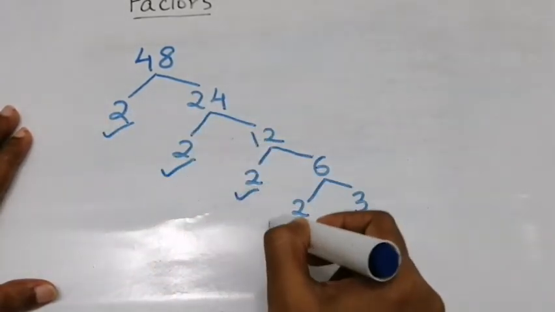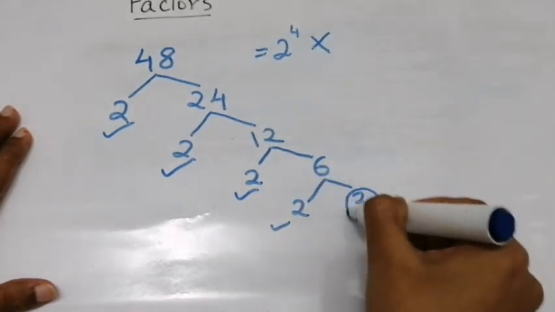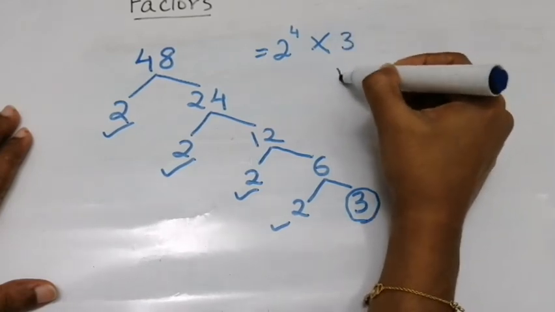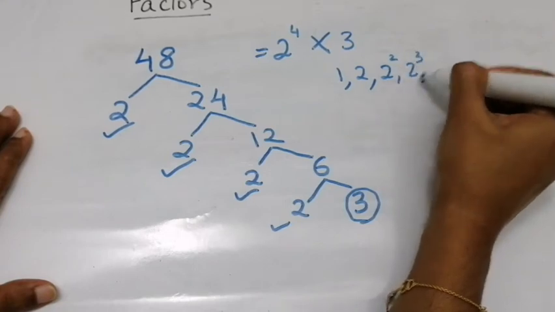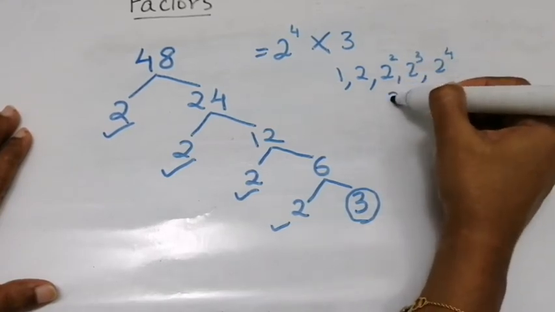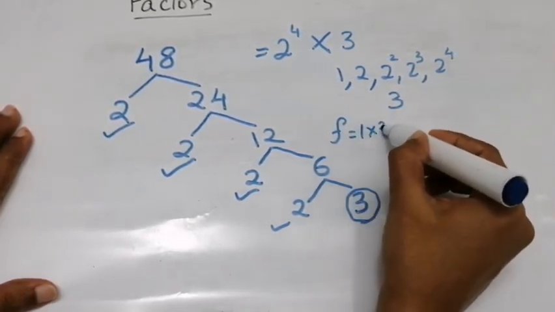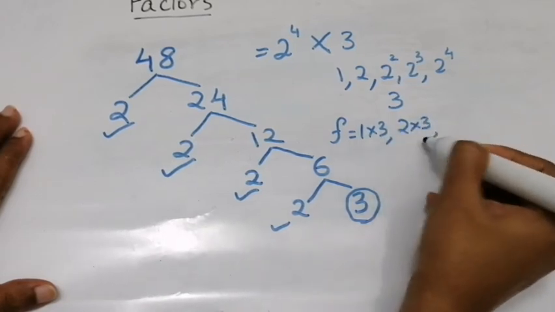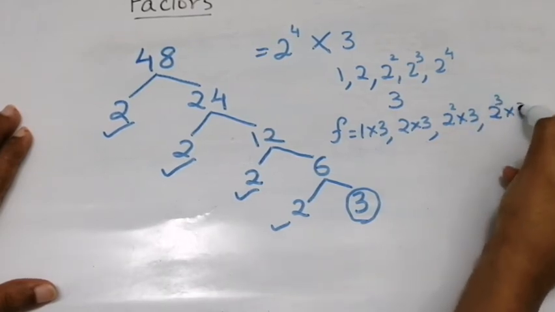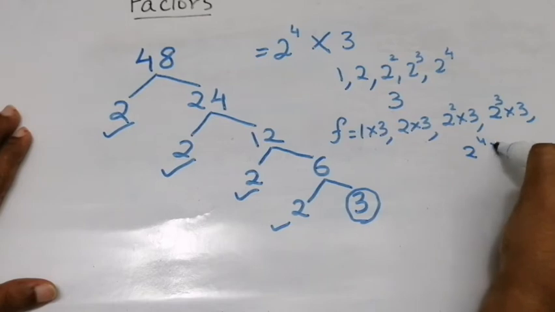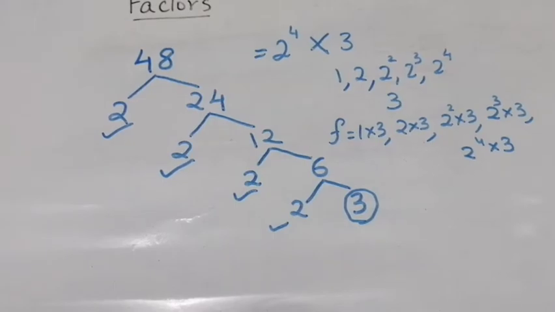So how many 2's are there? 1, 2, 3, 4. So I can write 2 to the power 4 into the last number is 3, 3 times. So what are the factors? 2 to the 1, 2 to the power 2, 2 to the power 3, 2 to the power 4, and simply 3. So how can you finally write the factors? 1 into 3, 2 into 3, 2 square into 3, 2 to the power 3 into 3, and 2 to the power 4 into 3. So this is another method of doing.